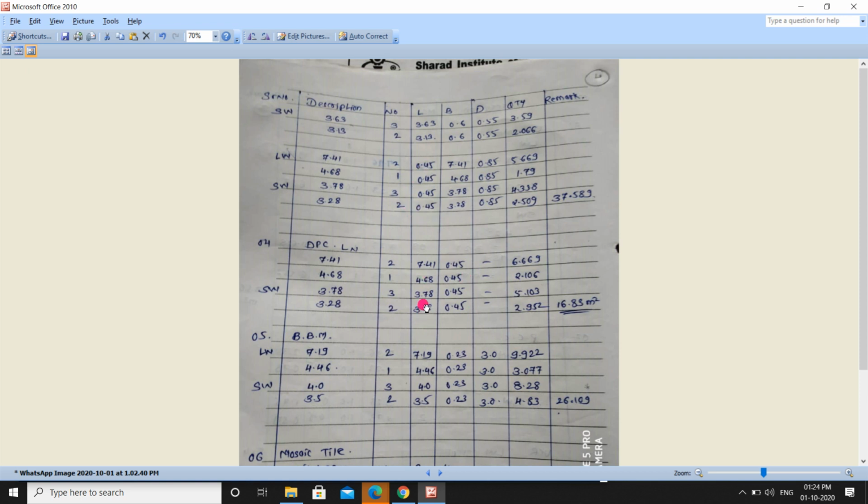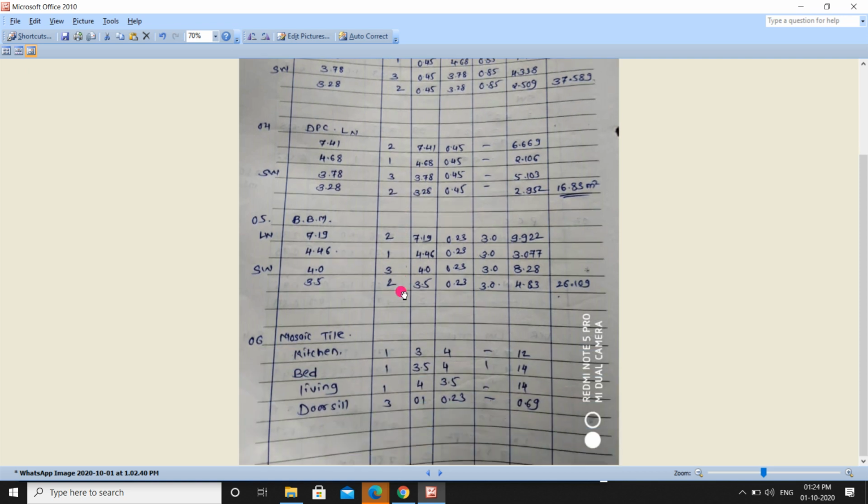The width of the item here is 0.45 meter, so we just multiply with the width of the item, that is 0.45. Here I have written it in the wrong column, but it is also 0.45. We just do not multiply with the depth. All the other things remain constant. So just multiply and you will get 16.83 as the total quantity of DPC.